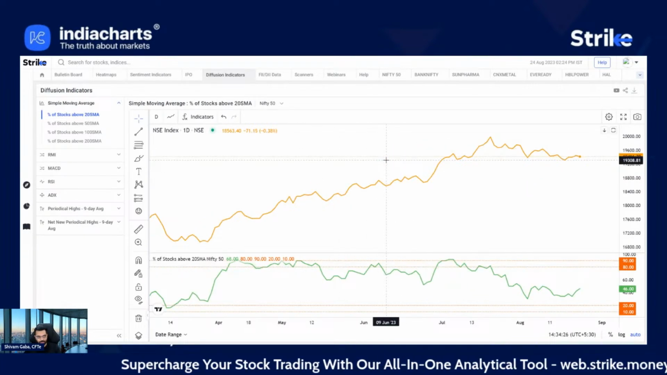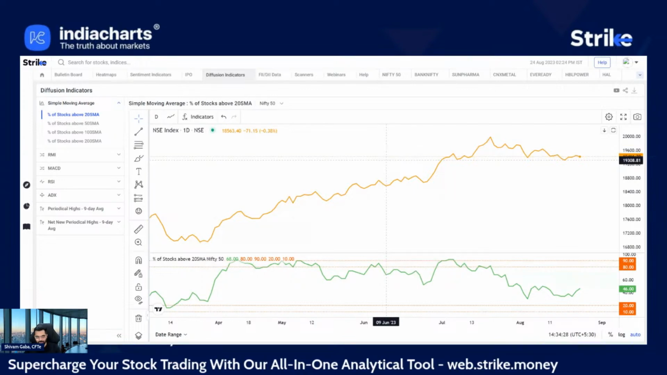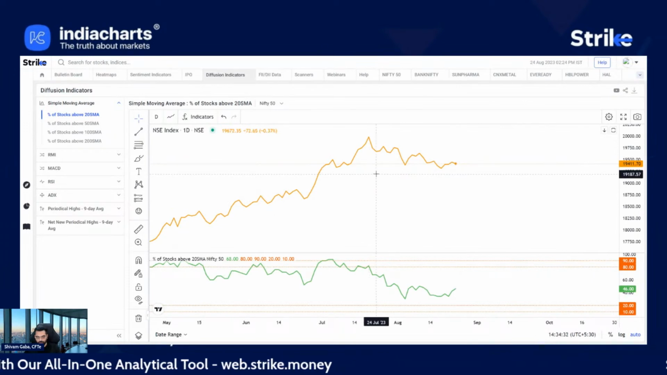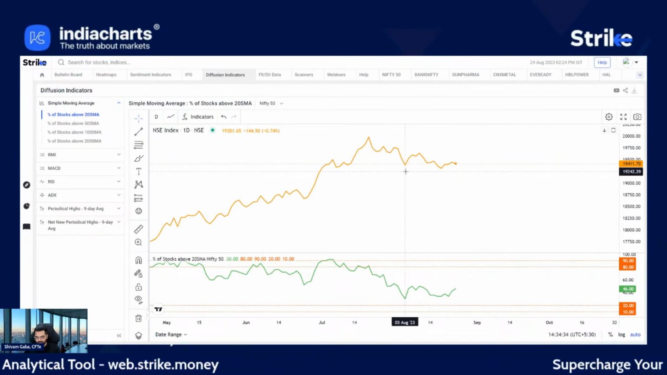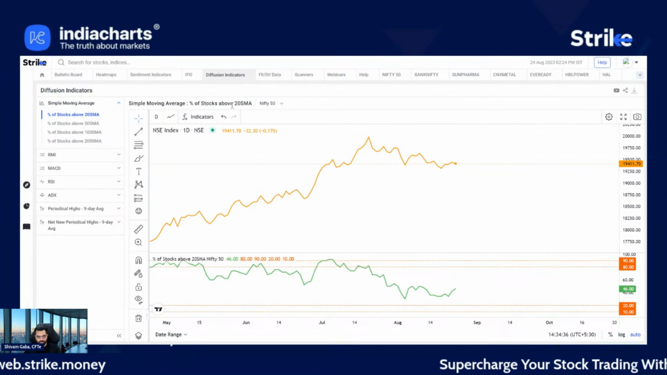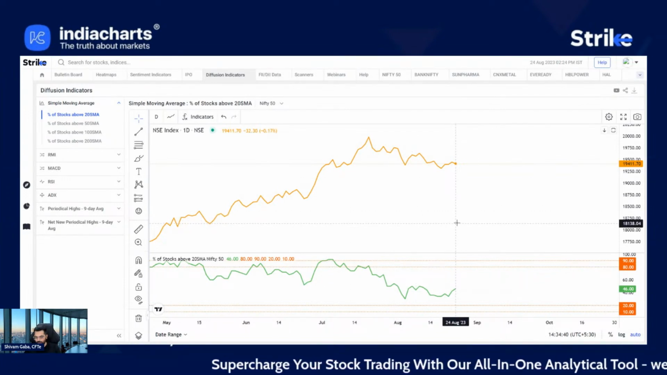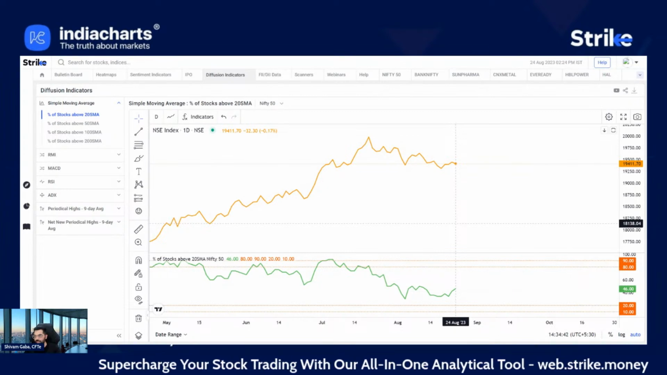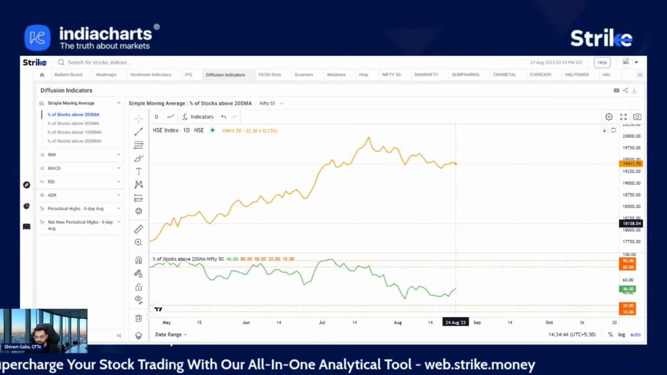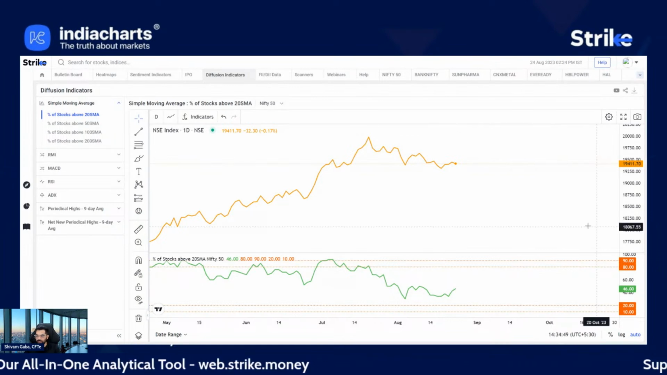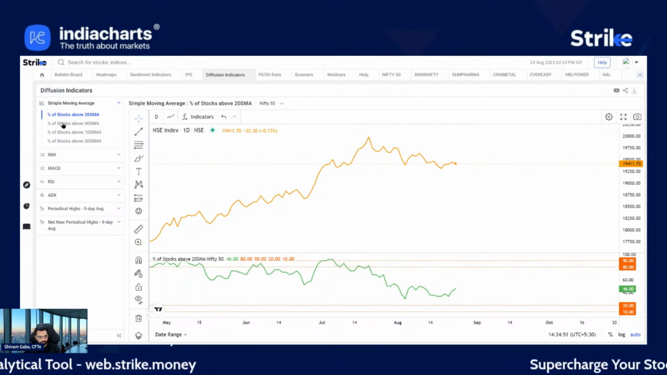So if I look at the breadth in terms of diffusion indicators, that is how many stocks are above their respective moving averages, then first I'm looking at the 20-day average for Nifty 50. This number is slowly picking up, and as of now, 46% stocks of the Nifty index are above their 20-day average. Of course, this number can change based on the live prices, so that needs to be monitored.